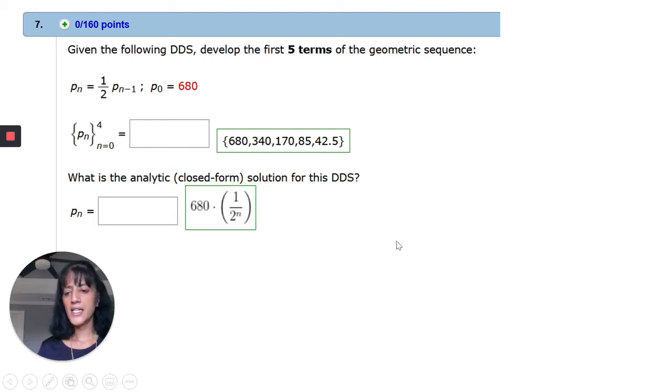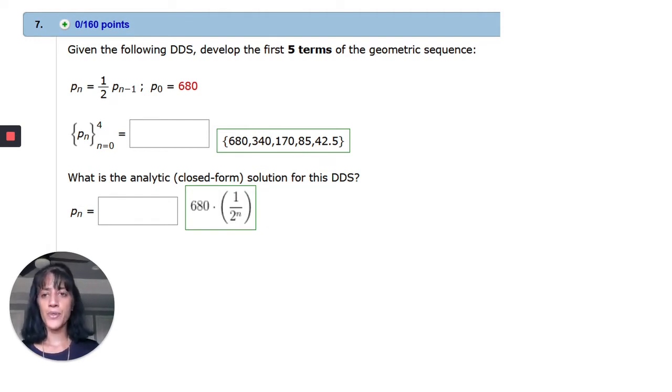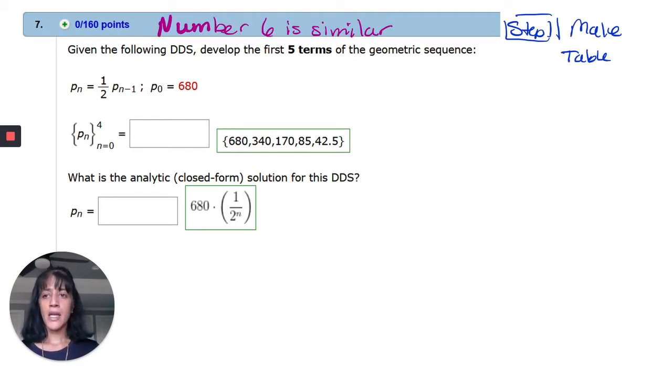So this one is like the Dr. Cottam problem where we were dropping by 70%, except now we're dropping by 50%, a half. And our P0 is different. In Dr. Cottam's example, I wanted to use easy numbers, so I started out with P0 equals 100. Here I'm starting out with P sub 0 equals 680. Number 6 is similar, so I didn't do number 6, I'm just doing number 7.